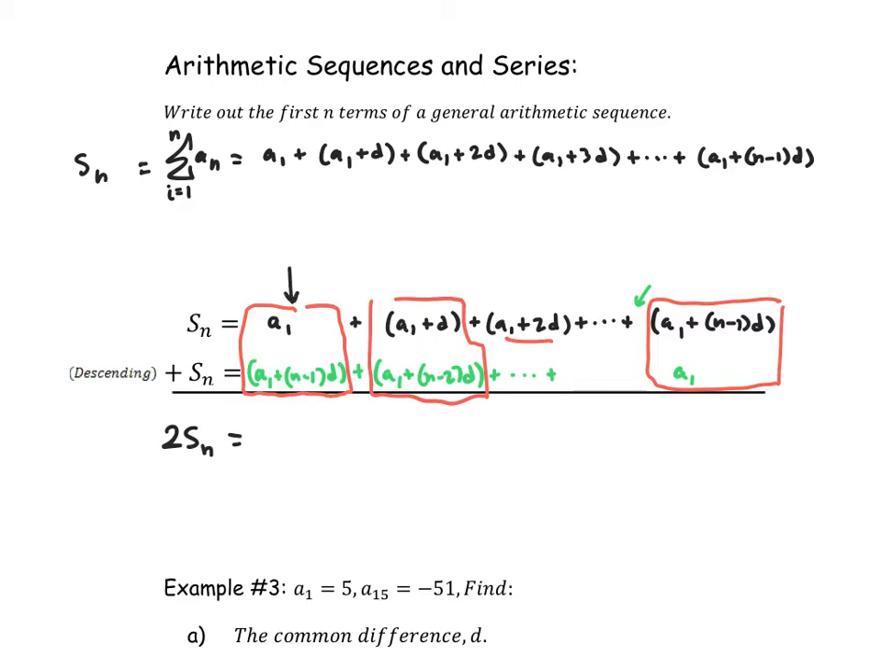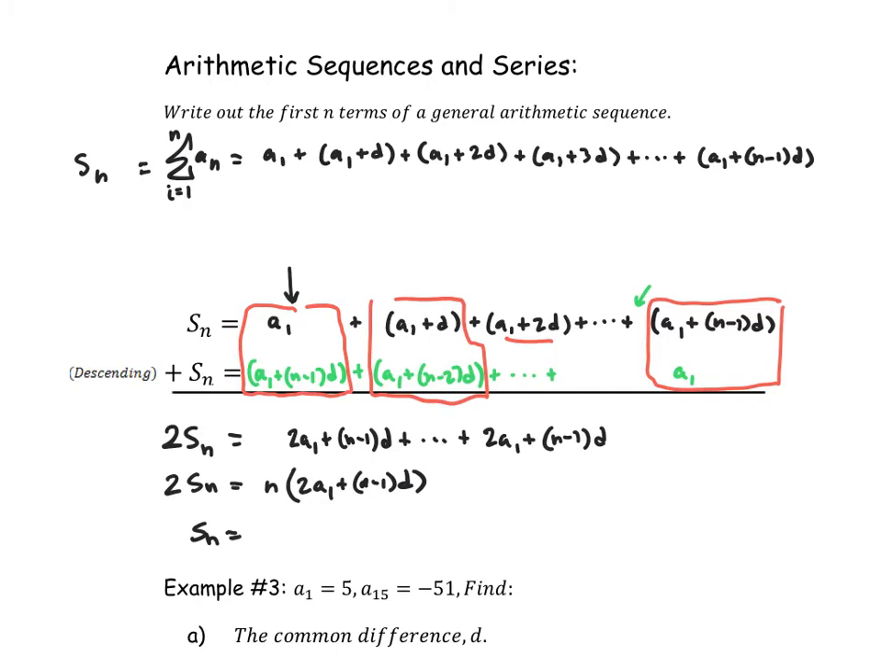If I add these two together, I'm going to get 2a sub 1 plus n minus 1 common differences. Now, if I do that all the way down to the last one, I'd have n of those groupings, 2a sub 1 plus n minus 1 common differences. And this is how we come up with the general formula. We divide by 2 for finding the sum. Oops, that should be n minus 1 common differences. This is the sum of the first n terms of an arithmetic series.